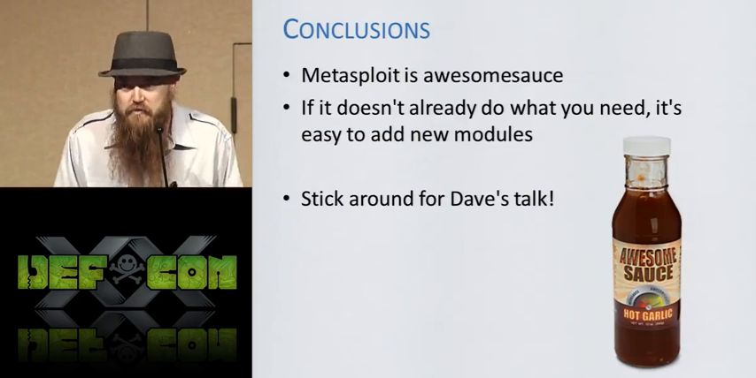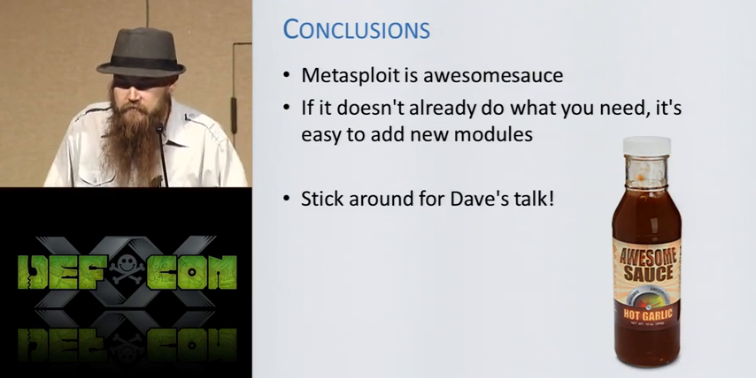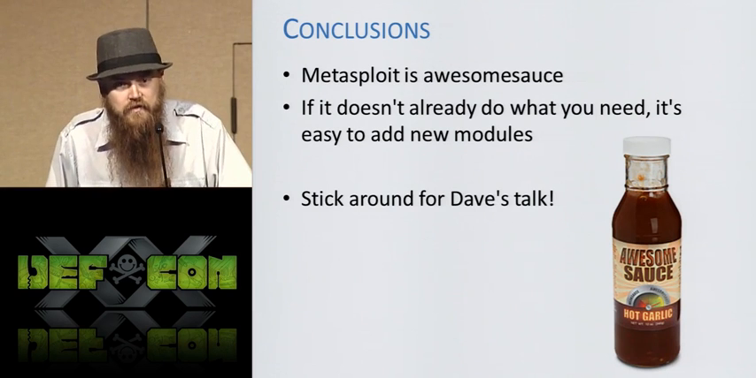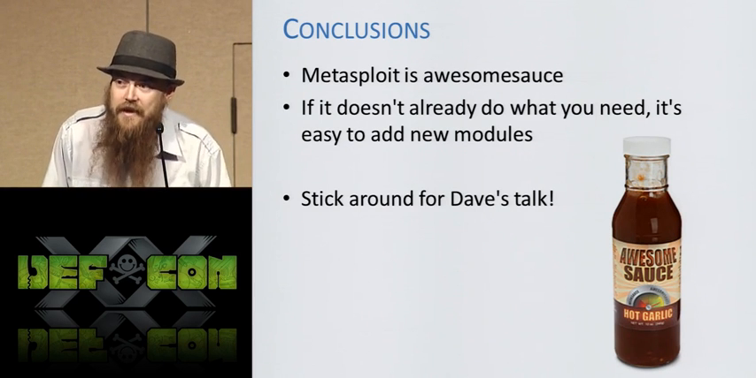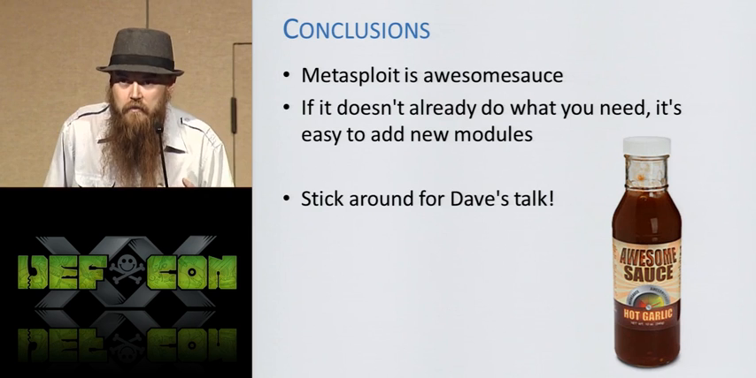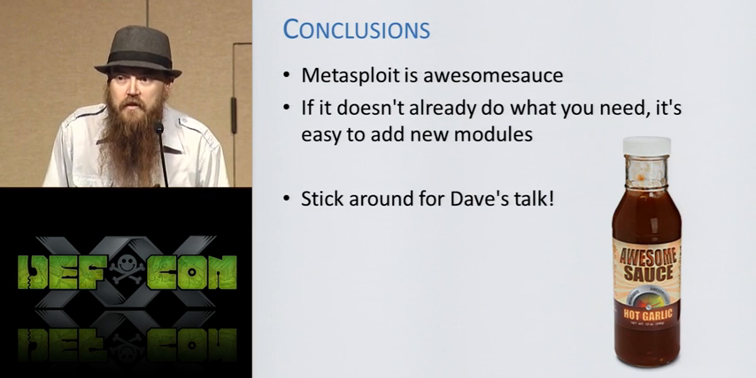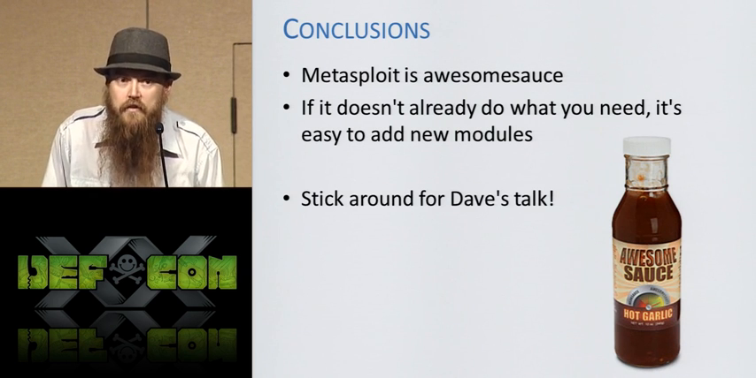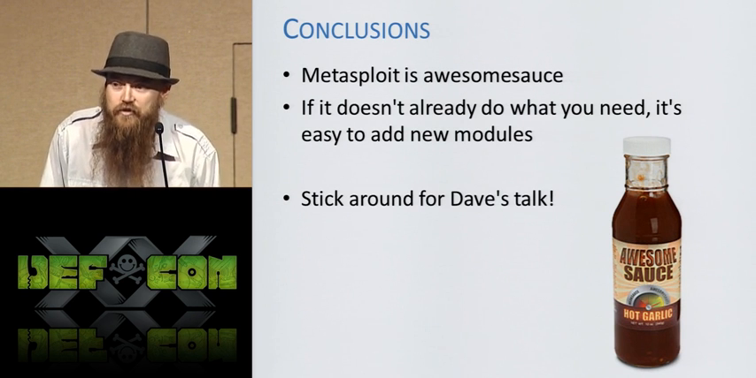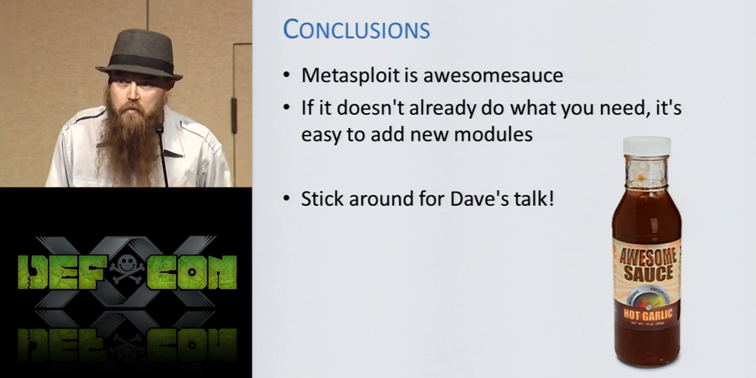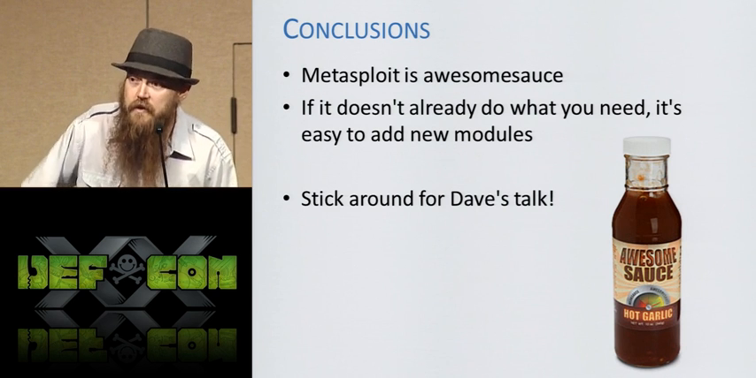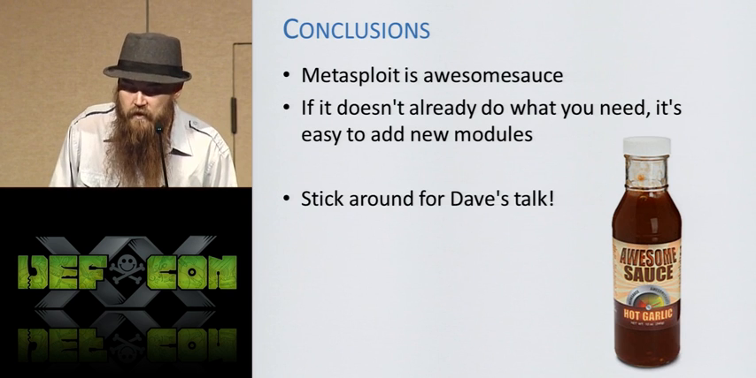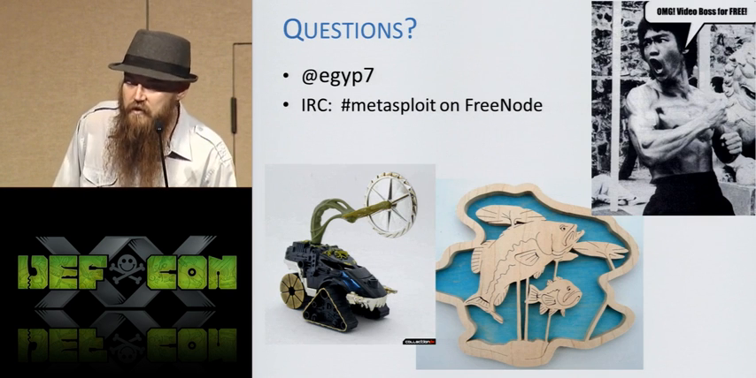So Metasploit is awesome sauce. Yay. And if it doesn't already do something that you need, it's relatively easy to add your own stuff. The module structure is simple. The amount of Ruby necessary to learn how to write new modules is minuscule. If you've written any other scripting language, you can learn the Ruby necessary to write a module in an afternoon. So if you're interested in more post-exploitation awesome sauce, stick around for Dave Maloney's talk. He's coming up next. And this is how you can contact me.